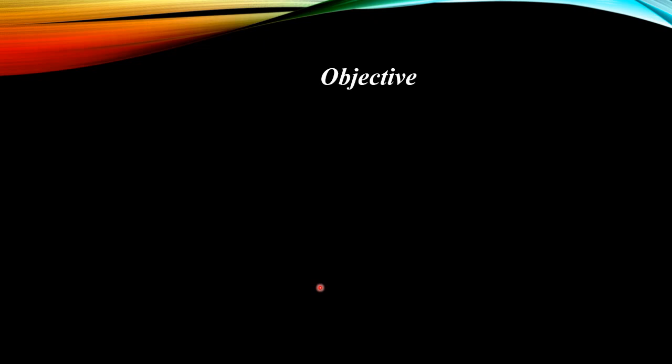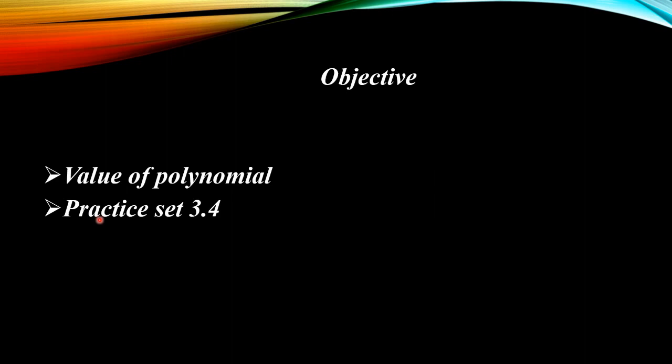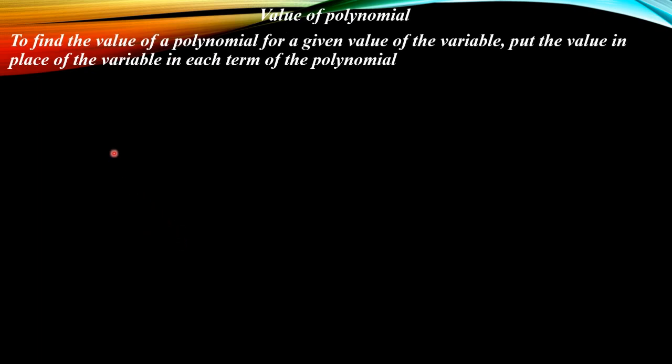Now, in this module, we will see what are the objectives of this module. We are going to learn about value of polynomial and do the sums of practice set 3.4. What is value of polynomial? To find the value of a polynomial for a given value of variable, we have to put the value in place of the variable in each term of the polynomial. Whatever answer we are getting, that will be the value of polynomial.